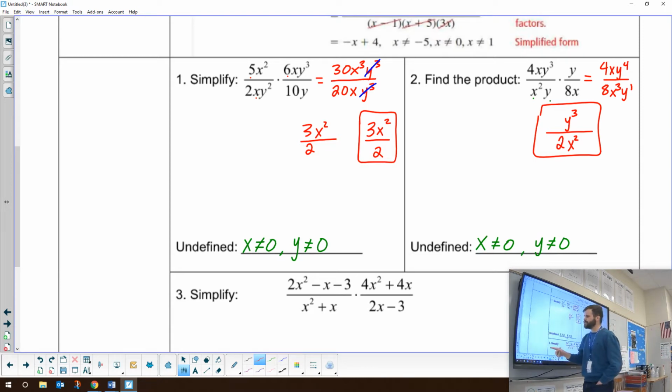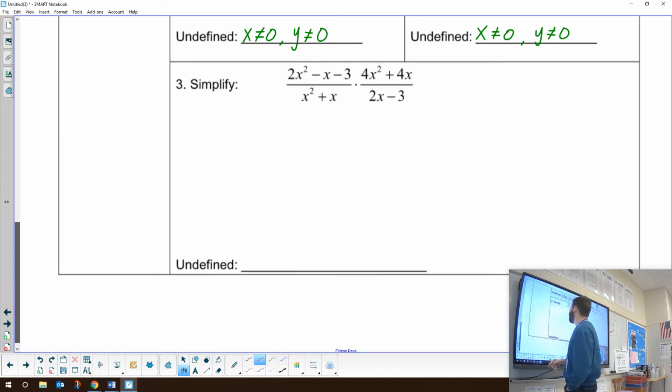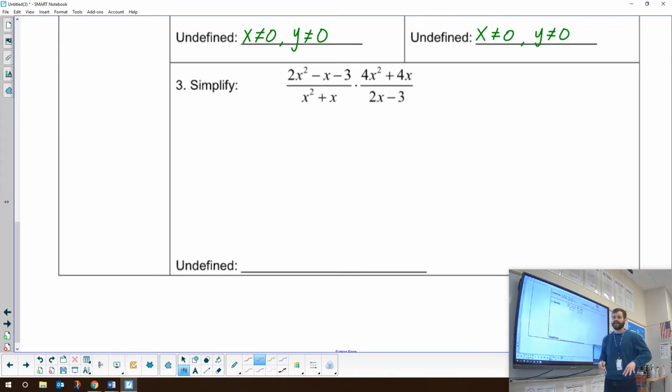All right, let's move on to a bit more complicated. Let's take a look at number 3. So number 3, I actually have to factor. In fact, I have 4 different quadrants that I can potentially factor in. And so we're going to try to factor first, and then we're going to combine this into one big fraction. Because remember, whenever you multiply, just multiply the tops and the bottoms.